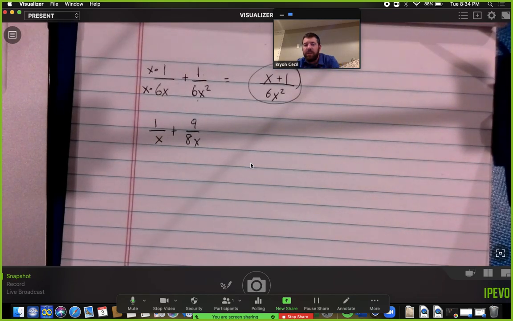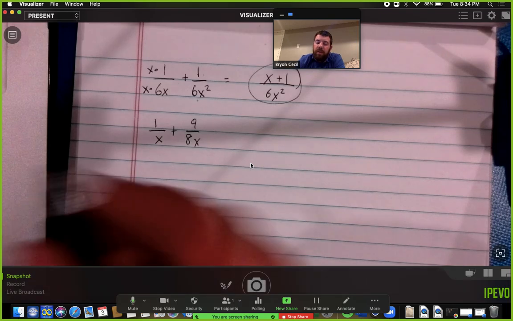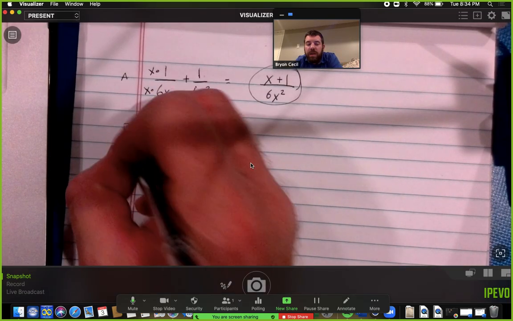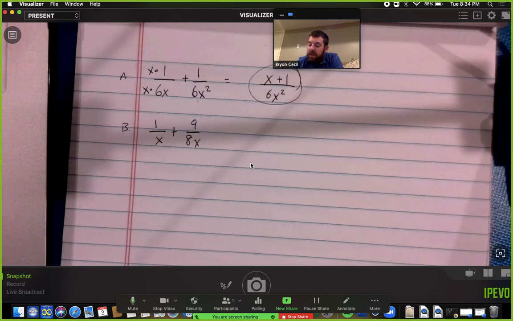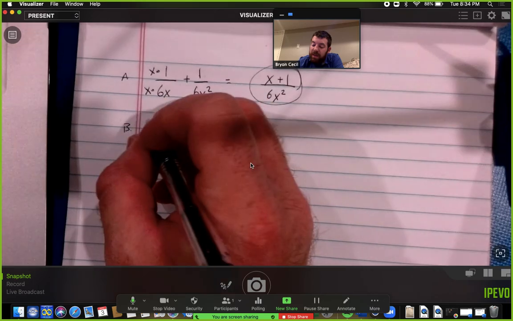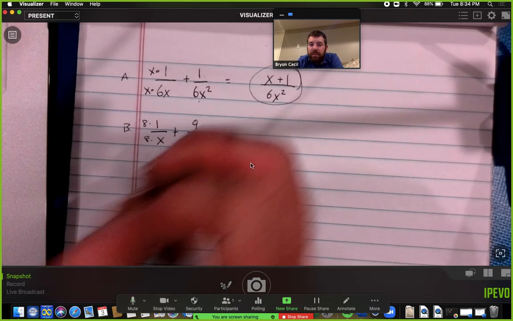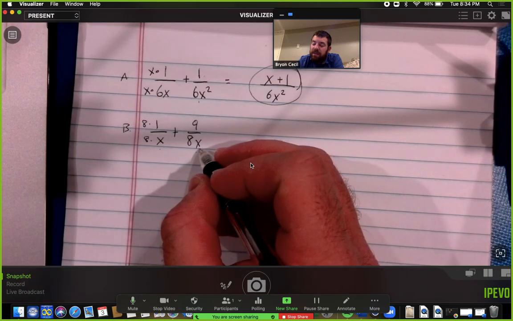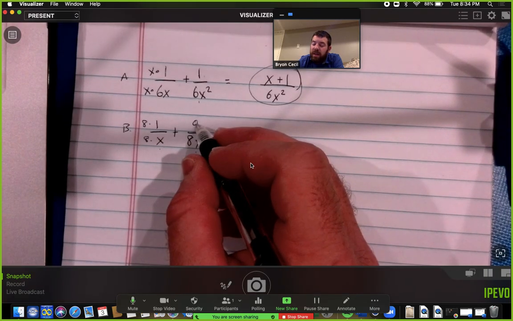Now I look at the bottom here. That was, let's call that A. If I look at B here, this left equation is missing an 8, so I'm going to multiply the top and the bottom by 8. And over here, I already have an 8x, so I don't need to do anything to the 9.